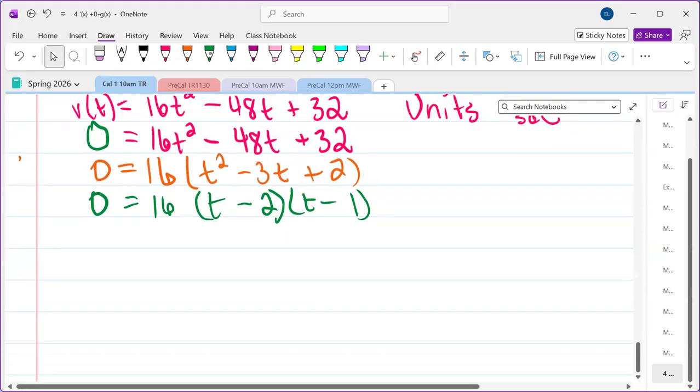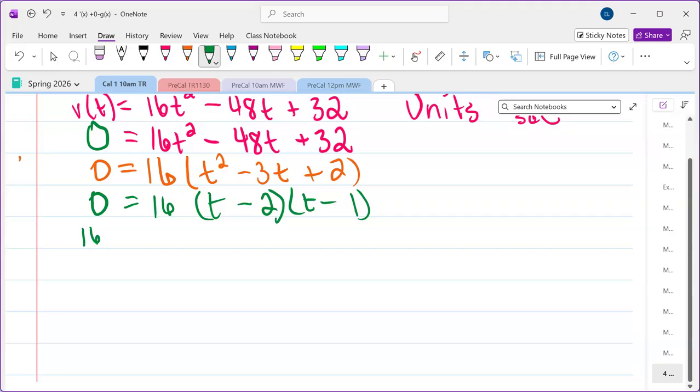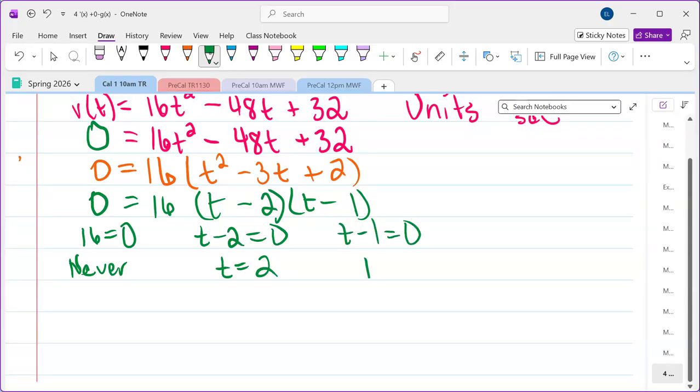Now that it's factored, I can set each of the factors equal to 0. We technically have an initial silly statement of 16 equals 0. That never happens. Then we have t minus 2 equals 0, so that gives us 2 seconds. And t minus 1 equals 0, so that gives us 1 second.